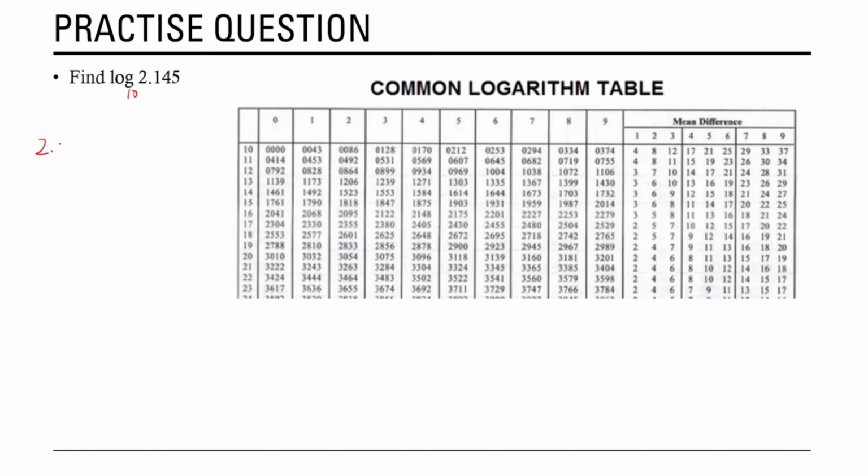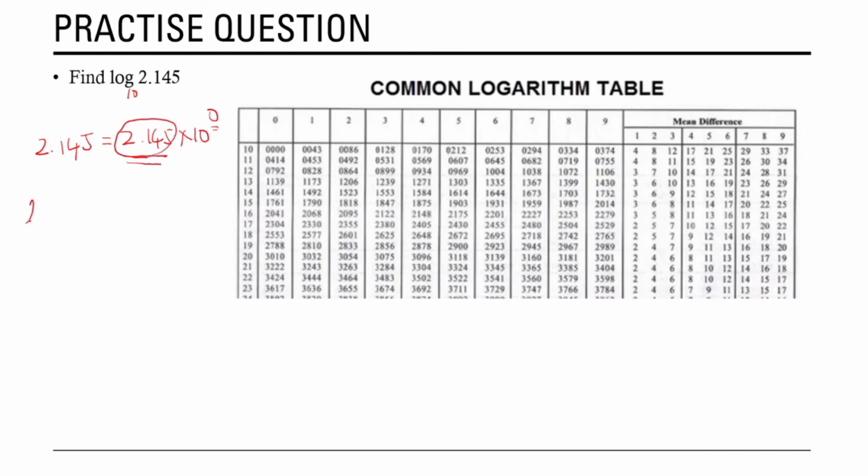So the given number 2.145 is equal to 2.145 into 10 raised to 0. We have to write it in the standard form, that is, m should be between 1 and 10, into 10 raised to p. This p is called the characteristic, and the log of m is called the mantissa.